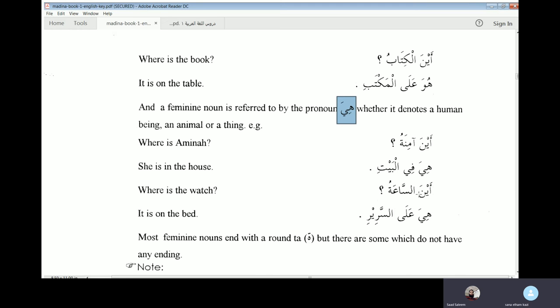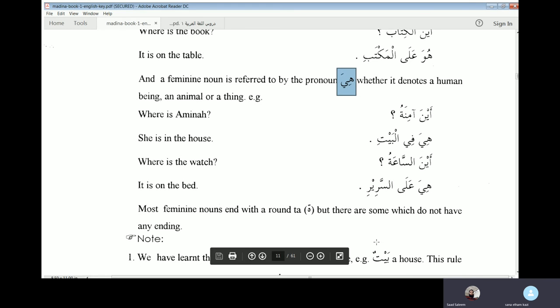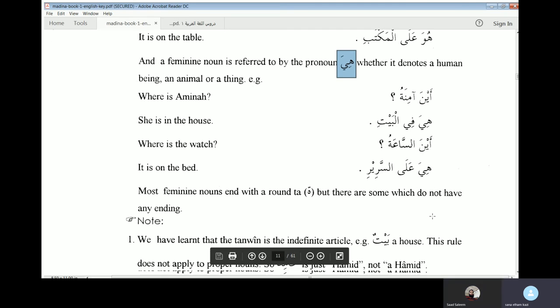أين الساعة؟ Where is the watch? Hiya ala as-sariri. It is on the bed. Most feminine nouns end with a round ta marbuta, but there are some which do not have any ending. Now one question. Why is this word majroor?